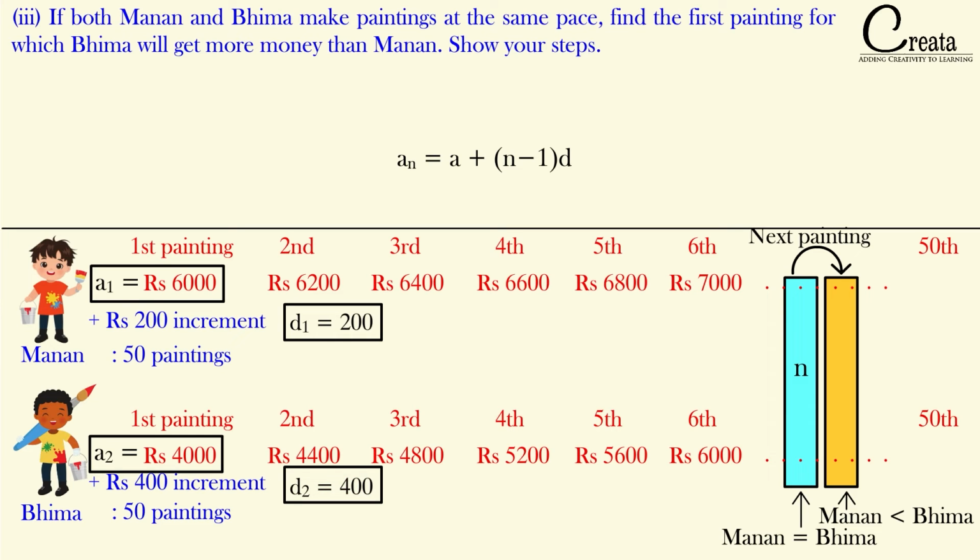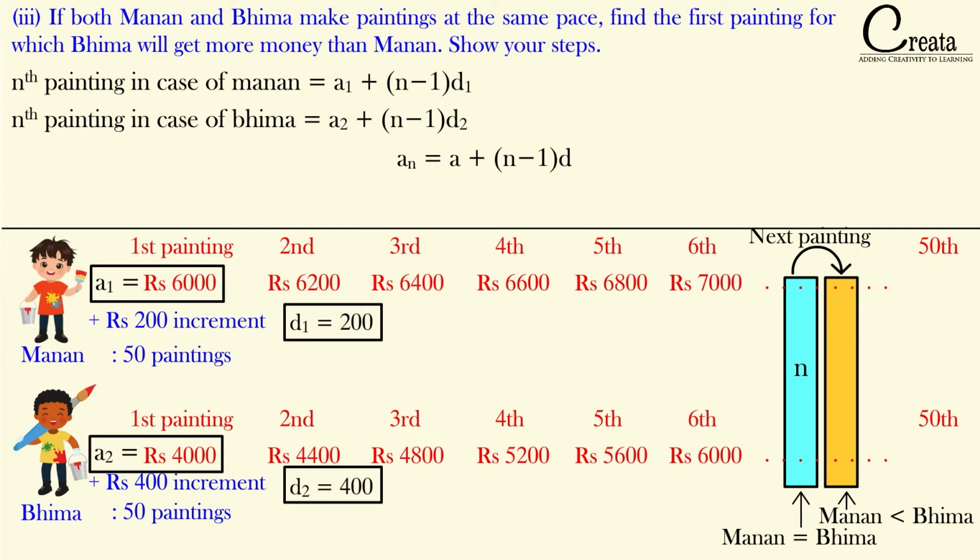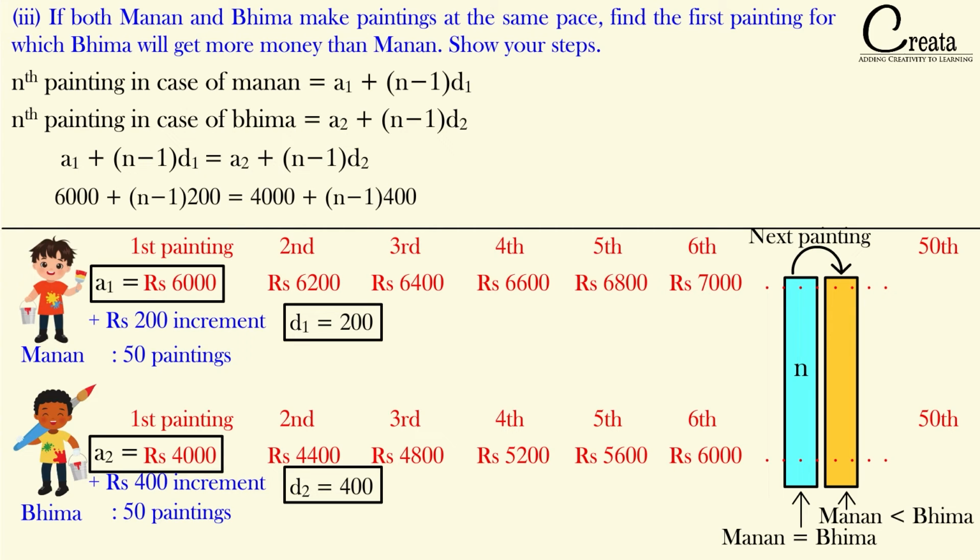Okay. So in the case of Manan, it will be A1 plus (N minus 1)D1 and in the case of Bhima, it will be A2 plus (N minus 1)D2. A1 for Manan, A2 for Bhima, D1 for Manan and D2 for Bhima. N is the same in both the cases because we are finding the common term in which both terms will be equal to each other. Let's put A1 as 6,000, D1 as 200, A2 as 4,000 and D2 as 400. Let's solve it. On solving, we got N as 11.